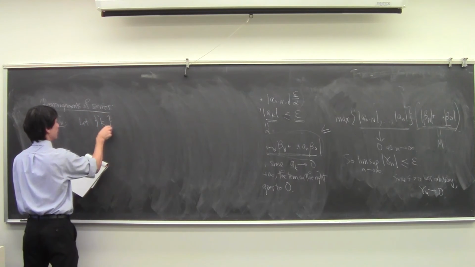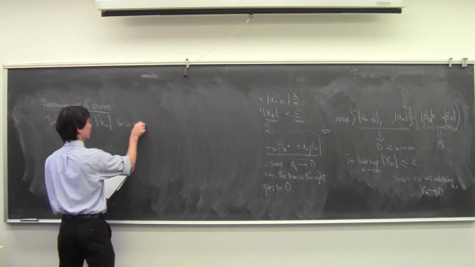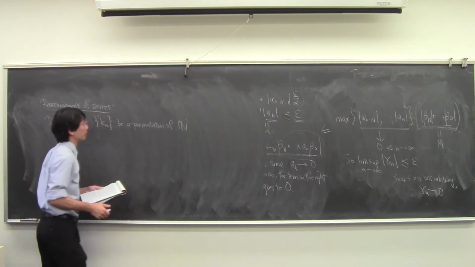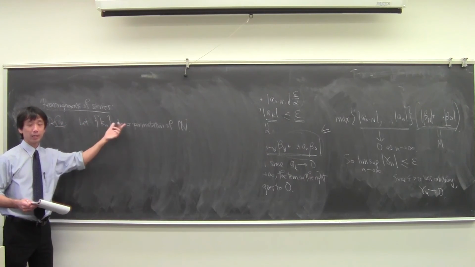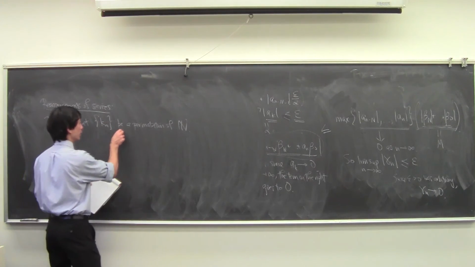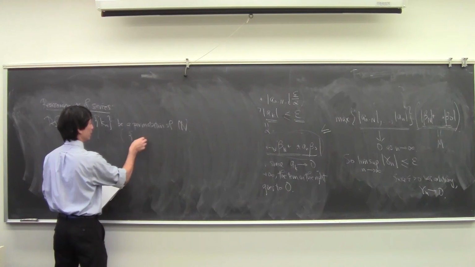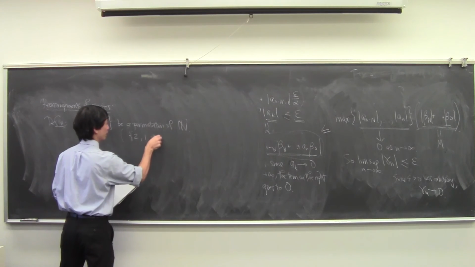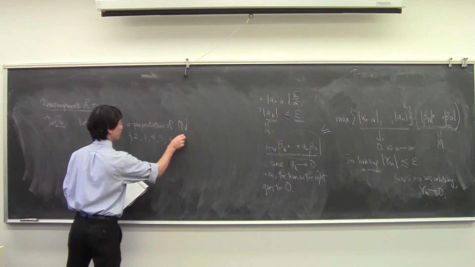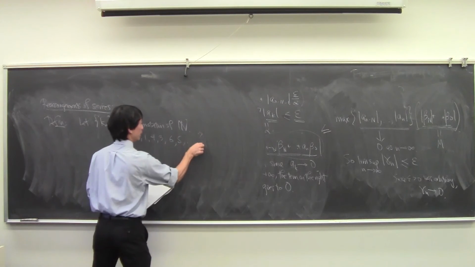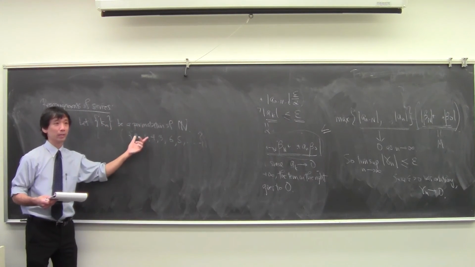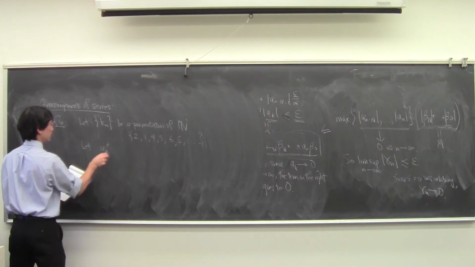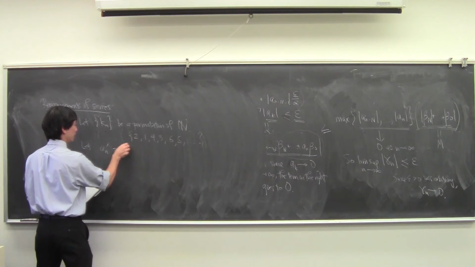So let k sub n be a permutation of the natural numbers. Okay, so you have some sequence, and you've taken the natural numbers and you've changed the order, right? Maybe like you have 2, 1, 4, 3, 6, 5, blah blah blah. And that's you've rearranged the natural numbers, right? And let a sub n prime be a sub k n.